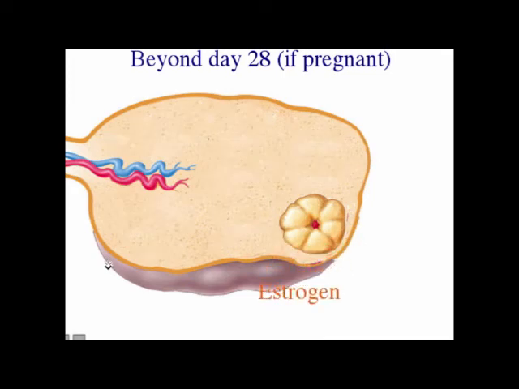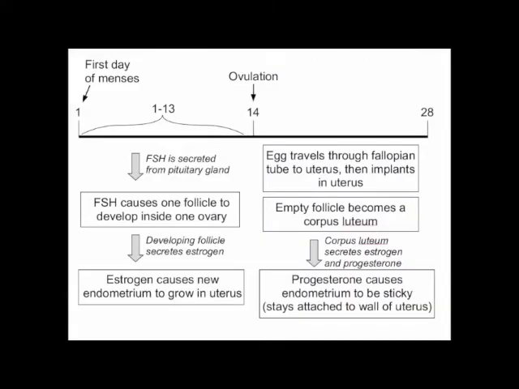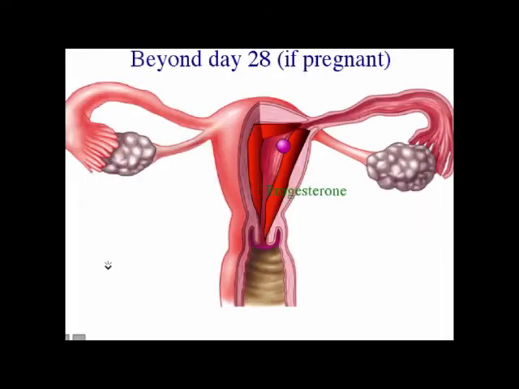But if she is pregnant, the corpus luteum does not die on day 28 or even after day 28. And since the corpus luteum does not die, it keeps making progesterone. And since it keeps making progesterone, she doesn't menstruate, so that the fertilized egg can develop into the baby over the next 9 months. All that sound good so far?